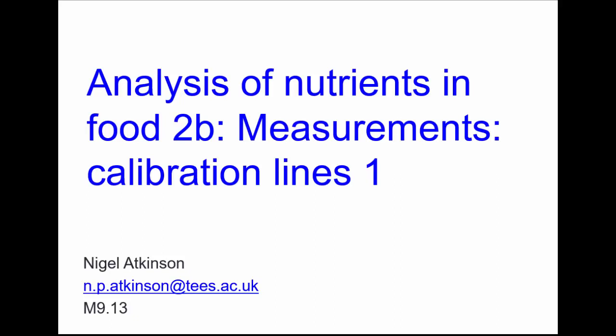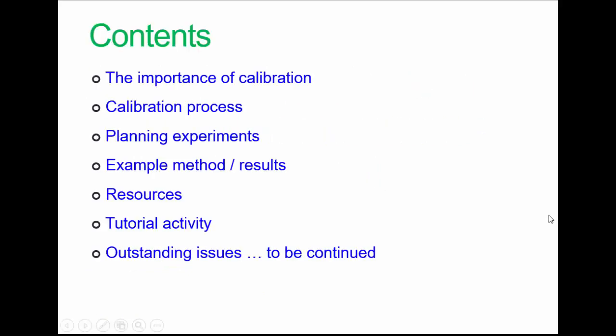Okay, we're back for part two. We'll look at a little bit more detail about the information we can get to tell us about the quality of calibration lines. Calibration is important, so we'll talk about this. We'll talk about the process and a little bit about planning experiments. I'll look at some examples and some further resources in the tutorial activity. Then we'll think about how we can answer some of the questions which this particular lecture is going to raise.